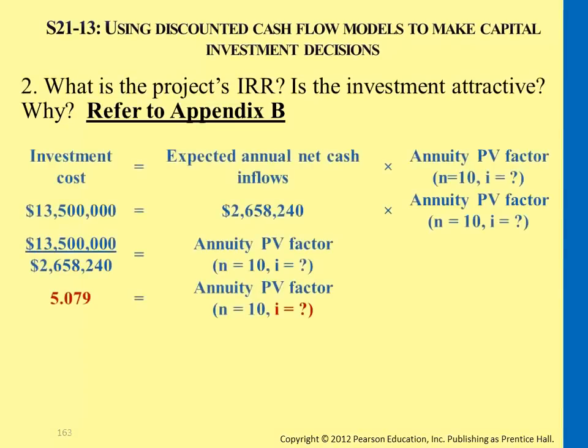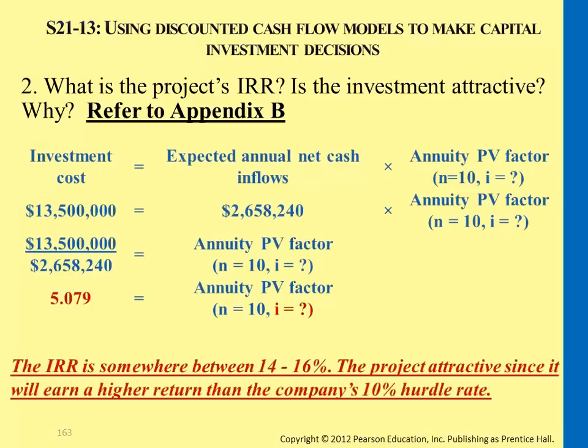Okay, now IRR, in case I give you a problem like this, you'll definitely need to refer to the table just to find which one gives you the factor that is closest to that 5.079.